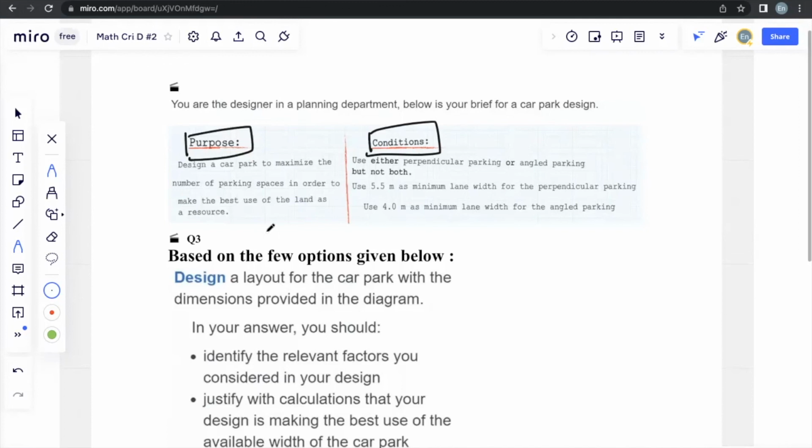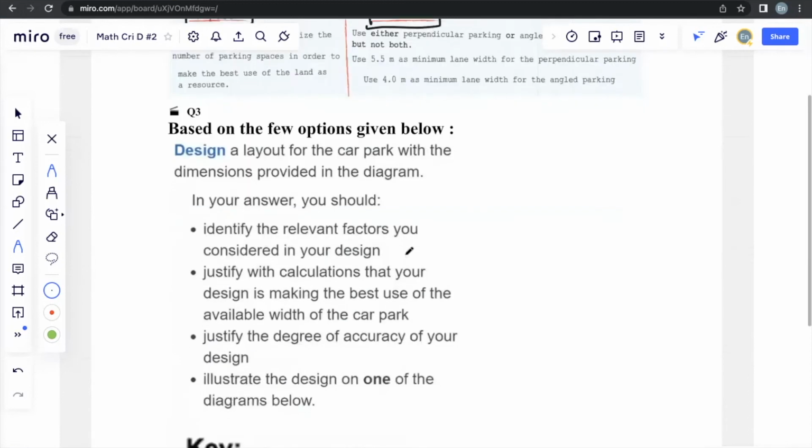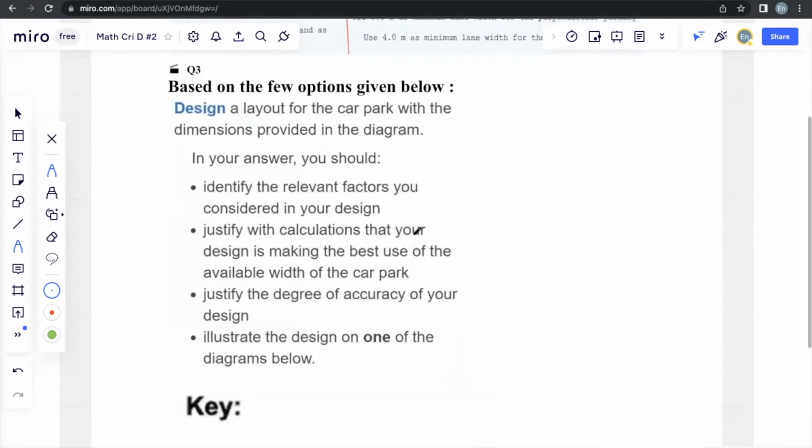Conditions: use either perpendicular parking or angled parking, but not both. Use 5.5 meters as the minimum lane width for the perpendicular parking and 4 meters as the minimum lane width for the angled parking. So first, let's take a look at the instructions.